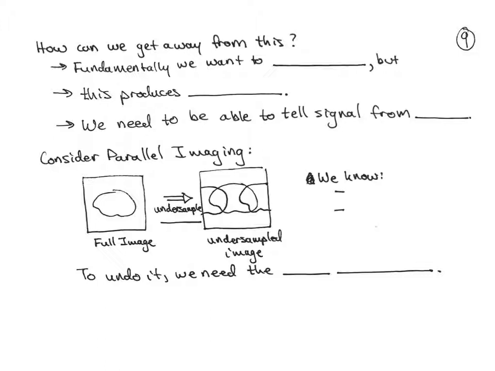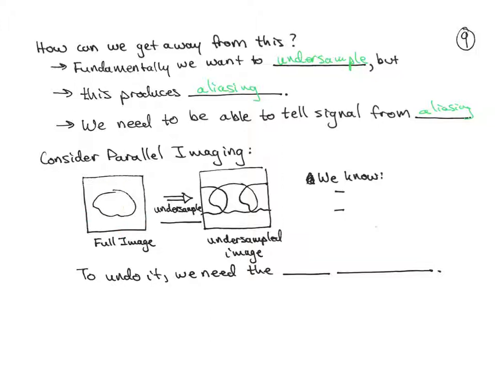Okay, so how can we get away with not collecting this data in the first place? Fundamentally, we want to undersample the data, but we know that this produces aliasing. So we need to be able to tell the signal apart from the aliasing. Right? We could remove aliasing if we could tell the signal apart from it. So let's consider parallel imaging.